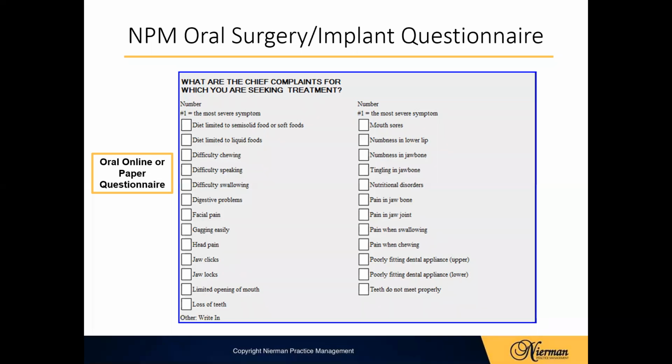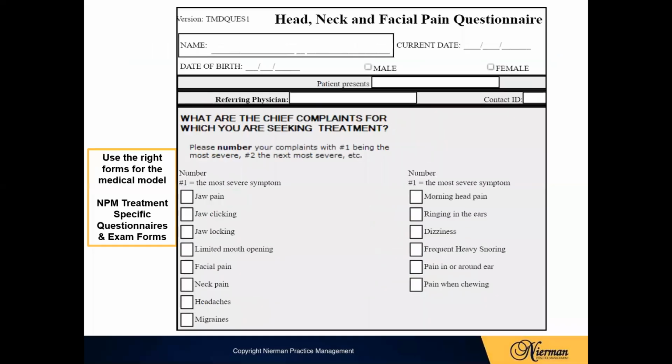Nierman Practice Management has treatment-specific questionnaires and corresponding exam forms, and this is a sample of the oral surgery implant one, or just the general one for the general dental practice too. This is a copy of the medical model type questionnaire for your temporomandibular joint disorders, very treatment specific. Again, look at these symptoms; you'd be hard pressed to say this is dental. This patient is in pain.